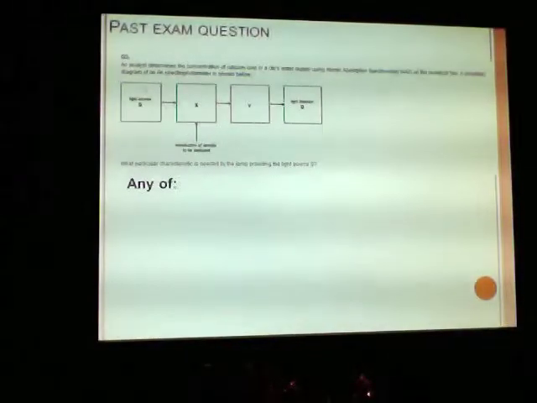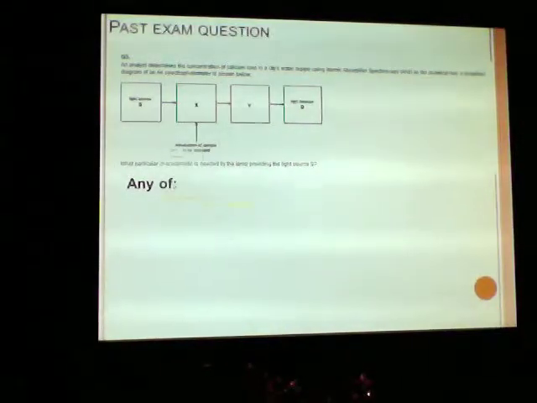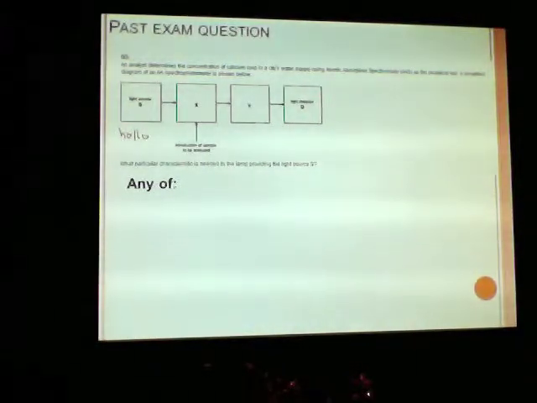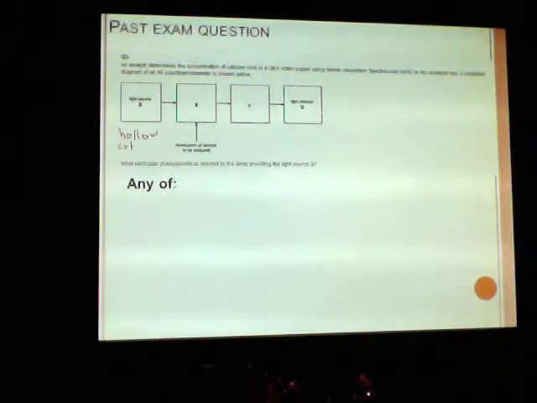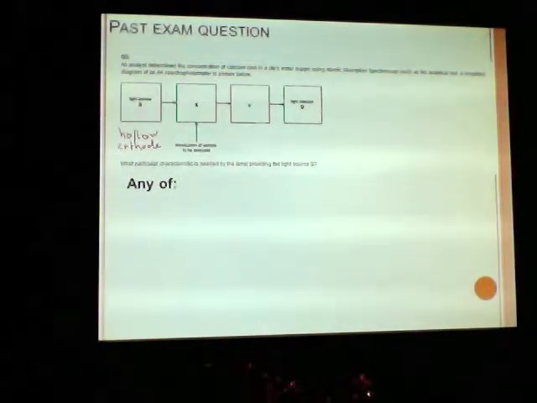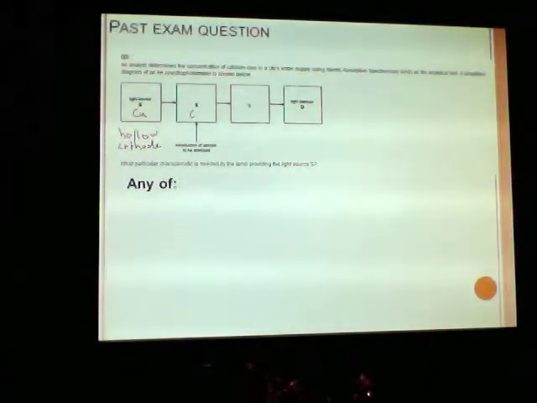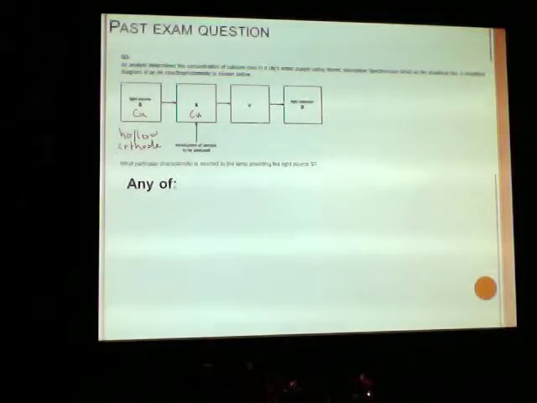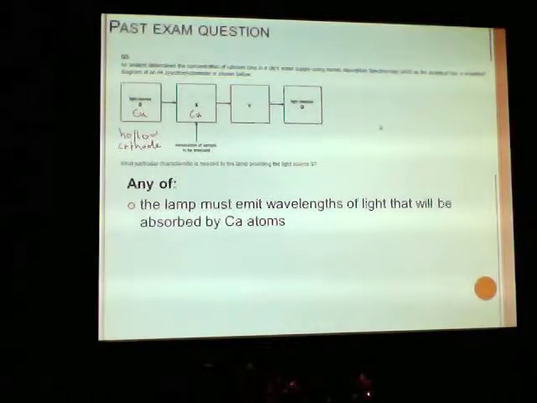Remember that the light source in AAS is called a hollow cathode lamp, right? And what's so special about this light source? Well, it is made out of the same metal as what's being analysed. So let's just stick with our copper. It would be made out of copper if we were analysing copper, because basically it needs to emit what the sample absorbs. It needs to emit wavelengths of light that will be absorbed by calcium atoms.